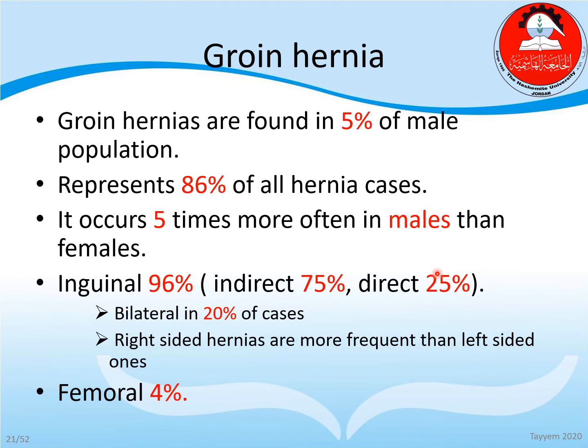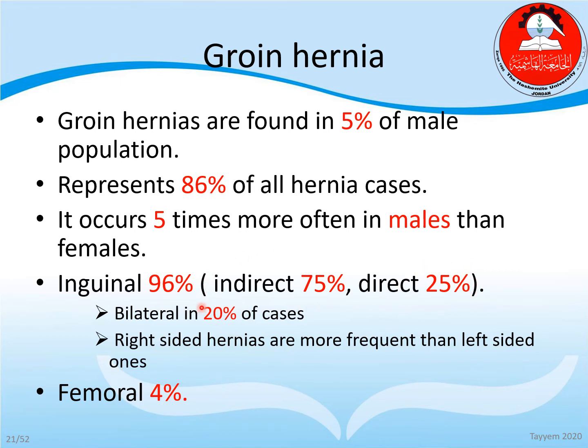Here is some epidemiology about the groin hernia. Groin hernias are found in about 5%, probably 10%, of the male population. It's the commonest type of hernia, 86% of all hernias. It is 5 times more common in males, and the inguinal represents the commonest form of hernia, 96%, and 3/4 are indirect, 1/4 are direct.